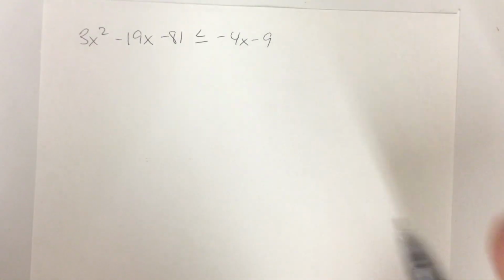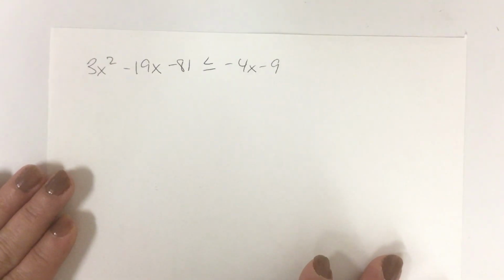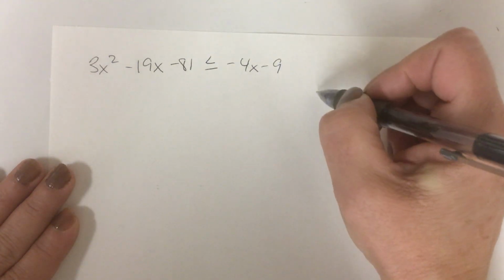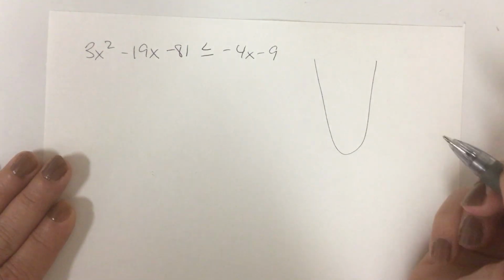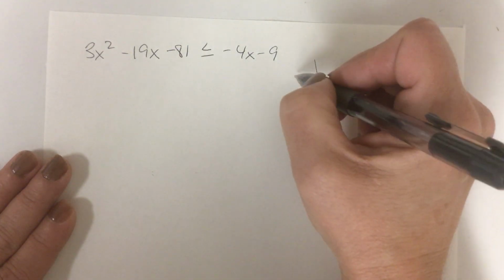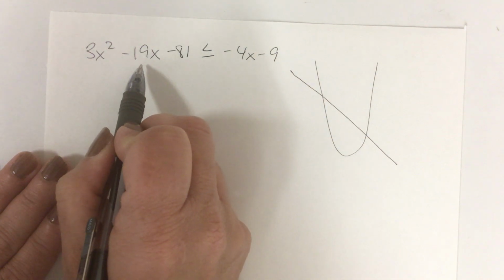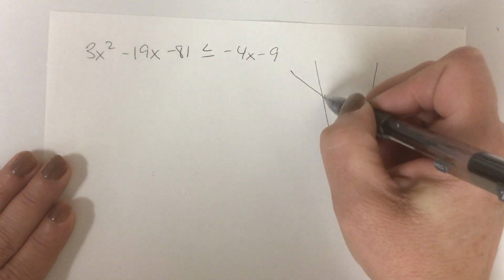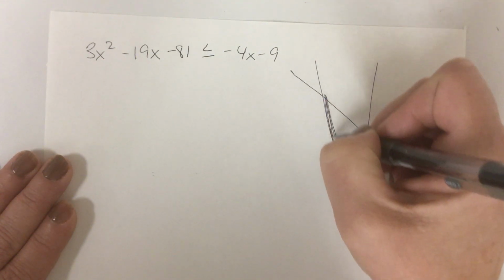So just in general, without graphing it carefully, 3x squared minus 19x minus 81 is a parabola that opens this way. Negative 4x minus 9 is a straight line with a negative slope. So it'll go through like that. We want to know where the parabola is under or less than the line. So we're looking for this middle section here. So it really helps to know that we're looking for a middle section.